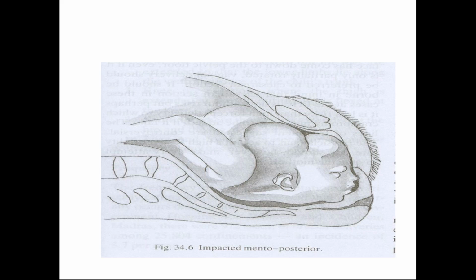Okay. This is mento posterior. See, this is the sacrum, this is the pubis. So you see, where is the mentum? It is posteriorly. So there is no normal mechanism of labor for mento posterior. Only thing is, it has to take a long internal rotation to become anterior and deliver as mento anterior. If it remains like this, it cannot be delivered and leads to obstructed labor.